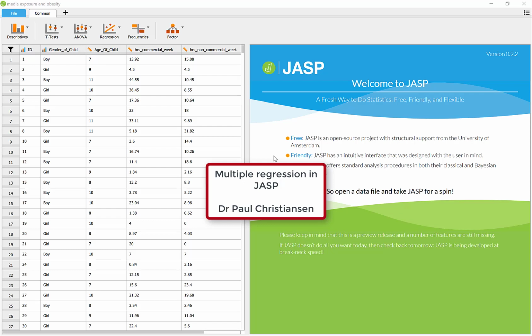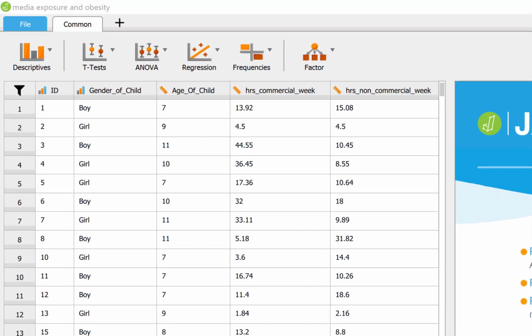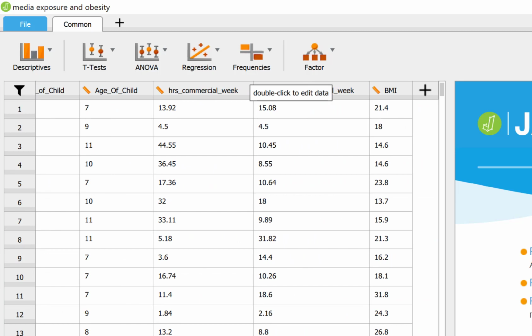This video is going to show you how to run a multiple regression as well as a hierarchical multiple regression using JASP. The data we're going to look at in this example is looking at the effect of commercial and non-commercial TV viewing on body mass index in children.